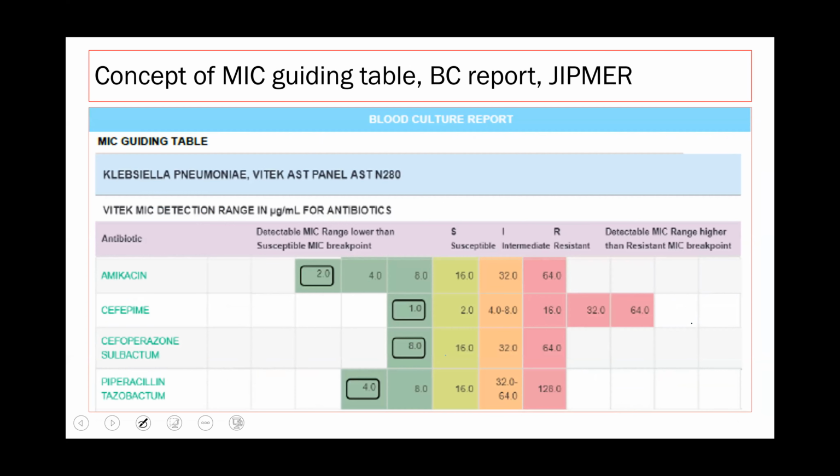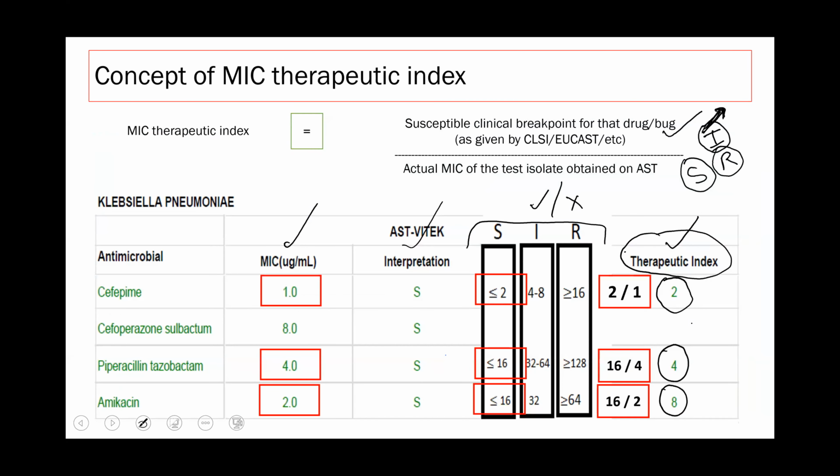So it has to be done routinely. Yes, ma'am. It should be included routinely in your daily report, even if we are doing manual testing. That is what I'm going to discuss. Even if you're doing an MIC-based method, the limitation is that it may not be applied to disk diffusion testing. Even if you're doing manual testing by broth microdilution or agar dilution, MIC-based, and E-strip also. So for any MIC-based test, you have to do this. Right. Thank you.